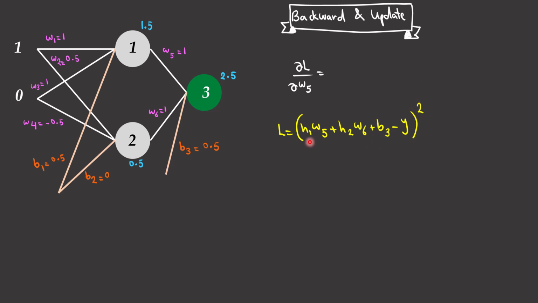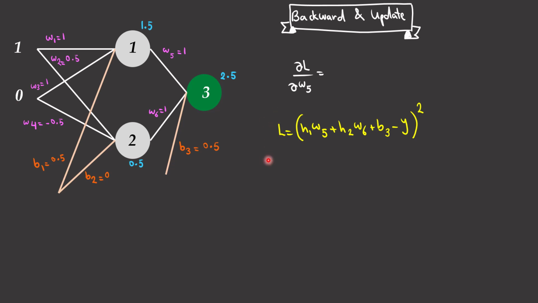So you can see that this is y hat, I mean the prediction value, the output of this neuron, which we have talked about in the previous slide. So you can see y hat is h1 times W5 plus h2 times W6 plus the bias term, I mean bias 3. So you can see that this is y hat minus y to the power of 2. So this is the loss function.